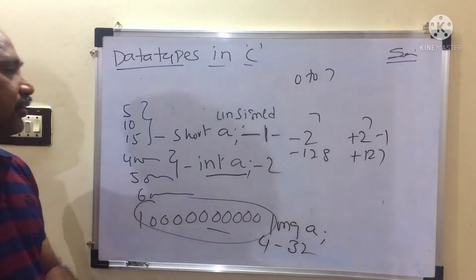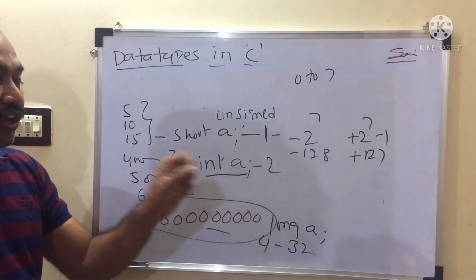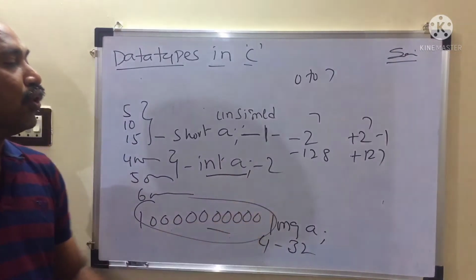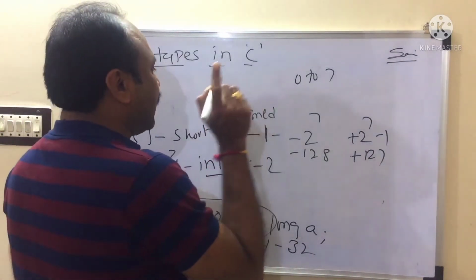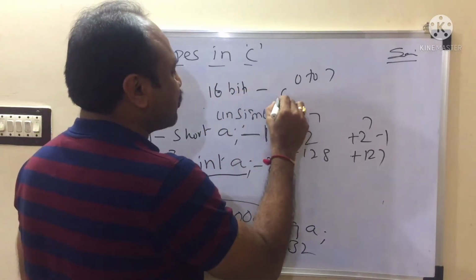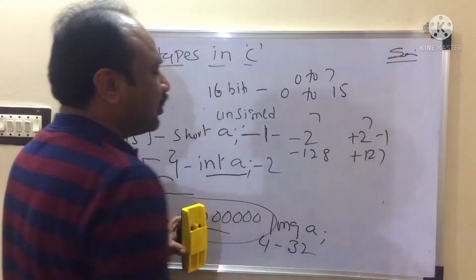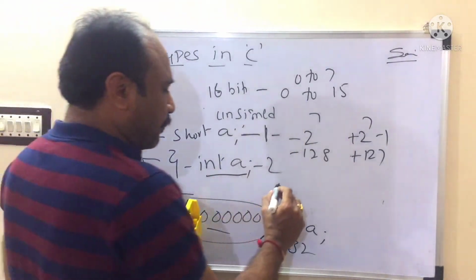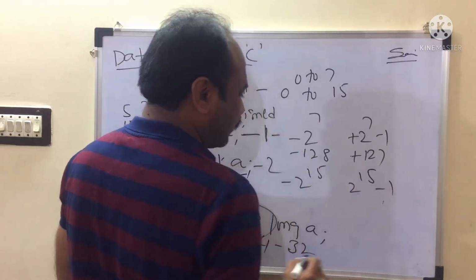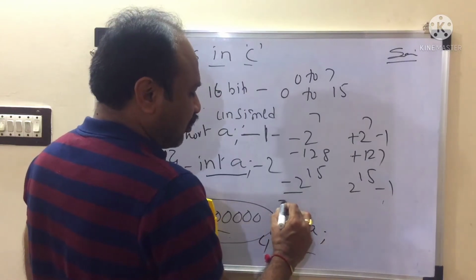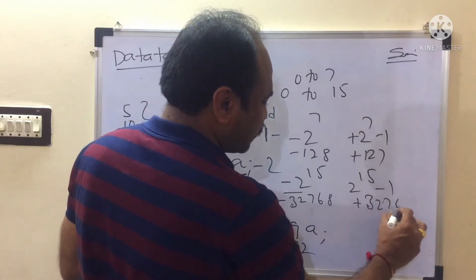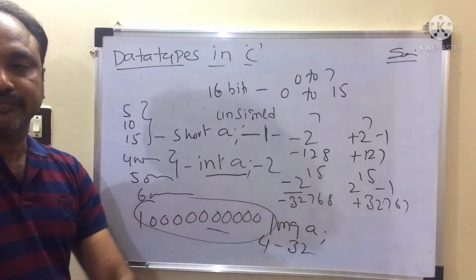Signed will accept both positive and negative. Int a: how many bytes required? If you declare one value as integer using the int keyword, it requires 2 bytes. 1 byte means 8 bits, so 2 bytes means 16 bits. So the range of integer is minus 2 power 15 to plus 2 power 15 minus 1. You will get minus 32,768 to plus 32,767. That is the range of an integer value.